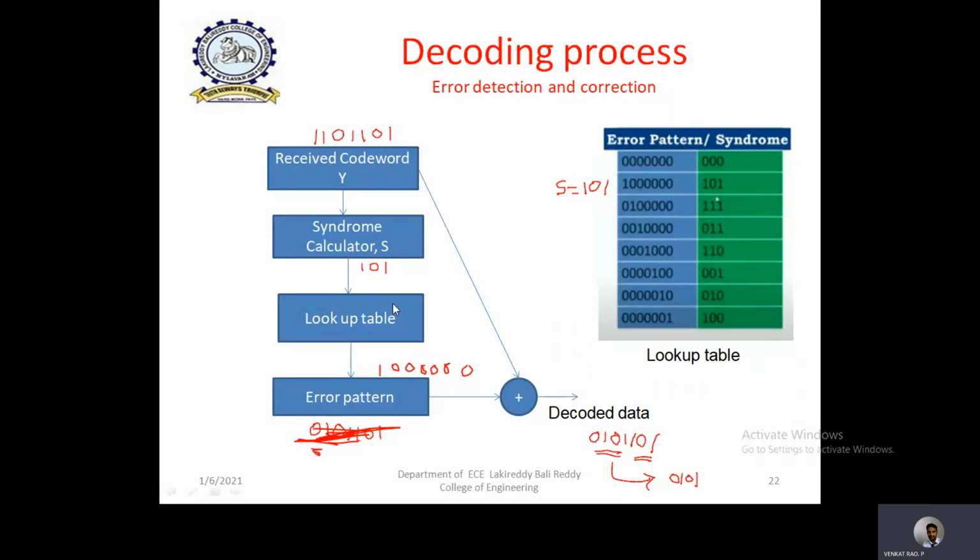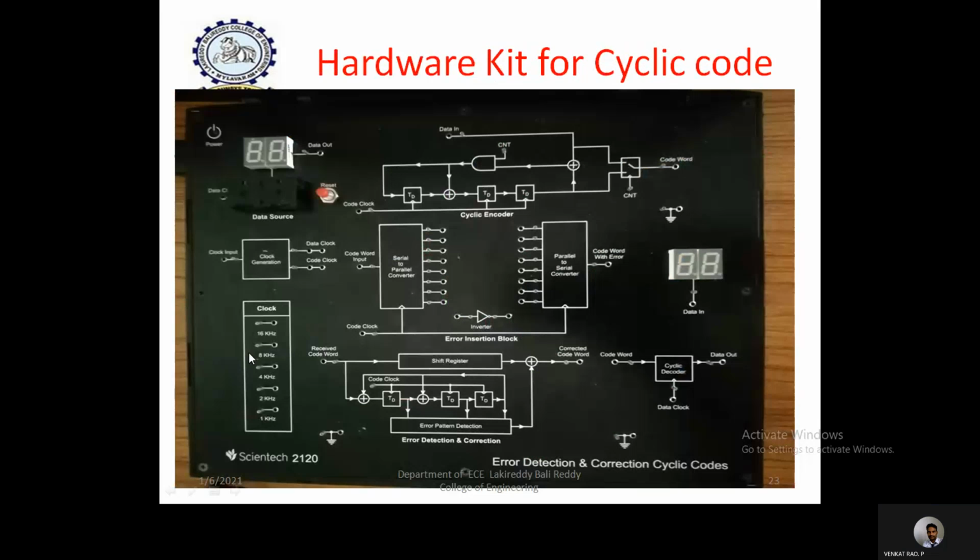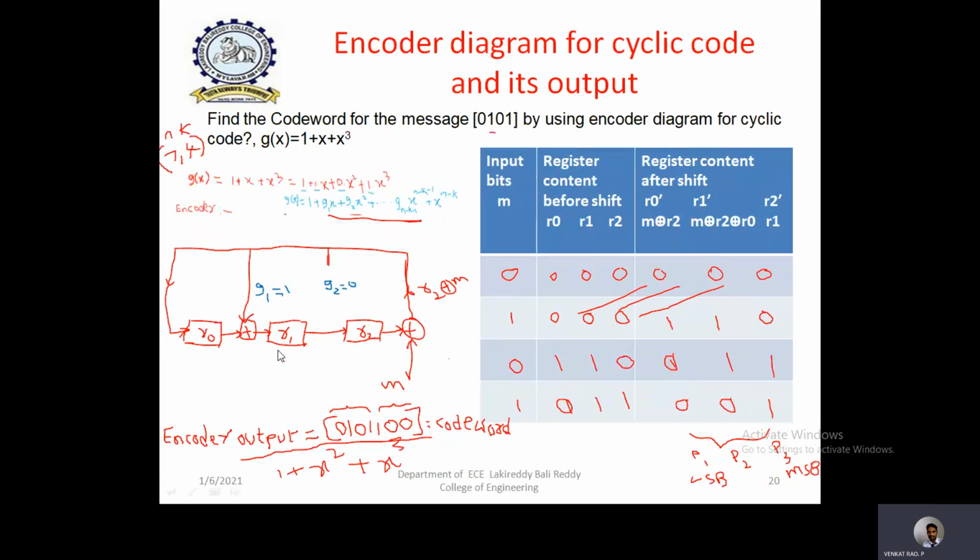Everything is explained here, you only need to observe what output is coming and what input we are giving. The experimental analysis is very simple, but understanding cyclic code and what is happening is more important. That's why I have explained in more detail up to now. But from this, you can clearly observe in a very brief way. This is the hardware kit for cyclic code. This is the encoder diagram, having 3 registers and 1 XOR connection. Here there is no XOR connection. You can clearly observe this is exactly the same as this one.